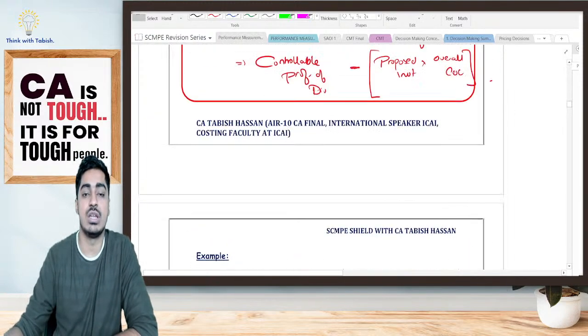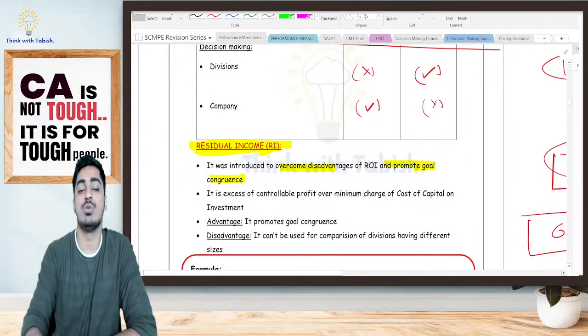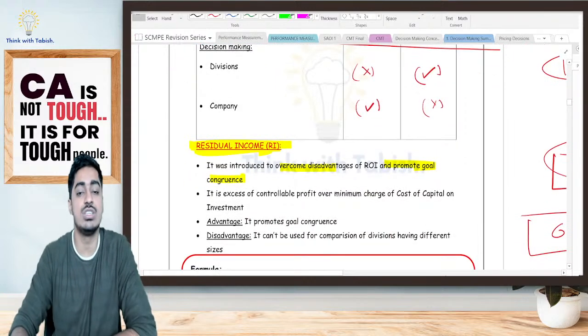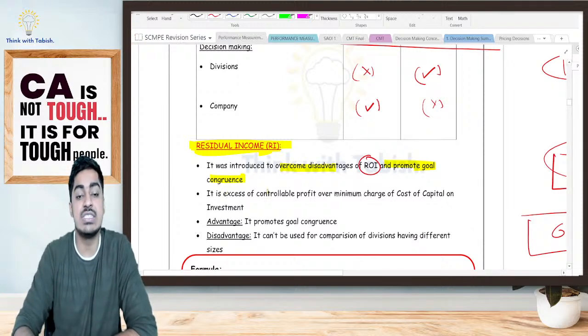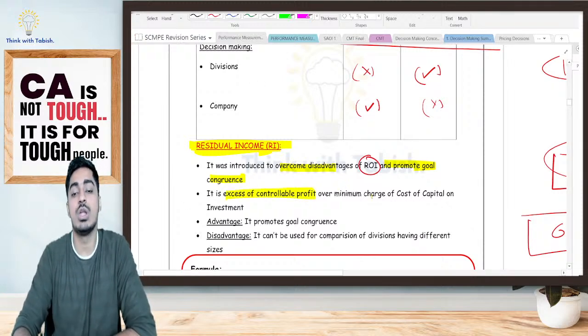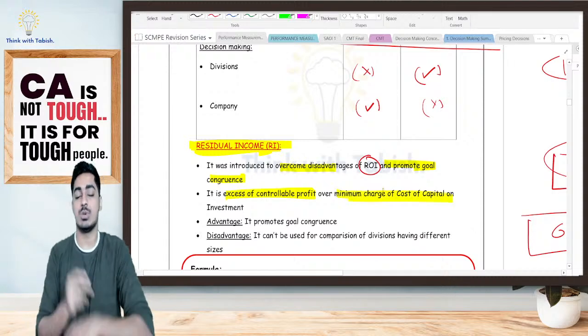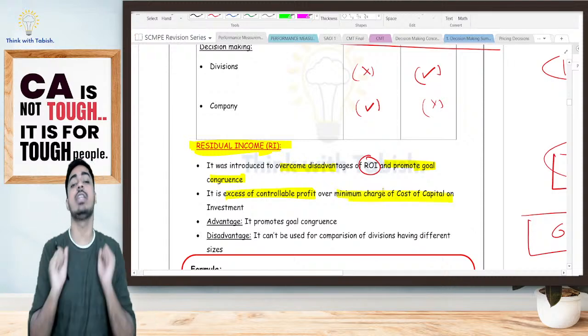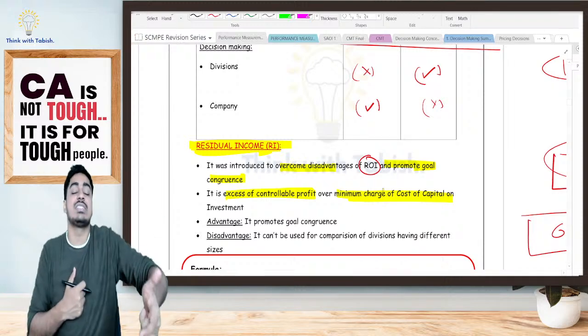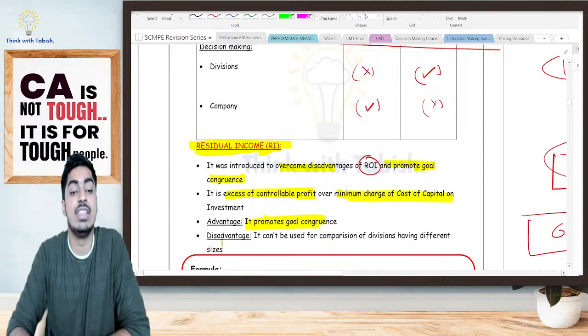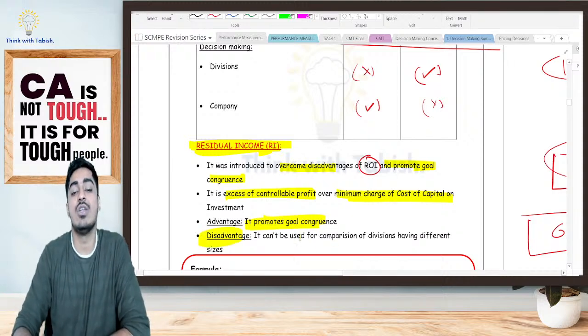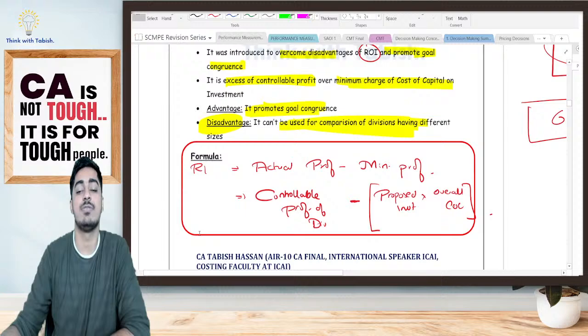So look at residual income, everyone. It was introduced to overcome the disadvantage of ROI and to promote goal congruence. What is it? It is the excess of controllable profit over the minimum charge of cost of capital. How much is my profit minus what is the minimum profit that I want? That is my residual extra income. Advantage is that it promotes goal congruence. However, there is one disadvantage, students. It cannot be used for comparison of divisions having different sizes.